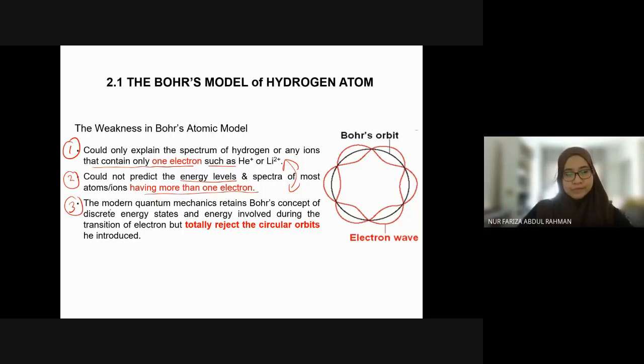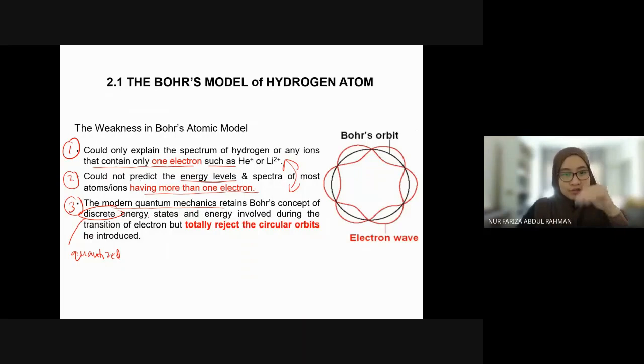Number 3, the modern quantum mechanics retains Bohr's concept of discrete energy states. So discrete means quantized, like I said just now, quantized. Okay, it has a specific amount of energy. So at the moment, okay, currently we are using the modern quantum mechanics theory to explain the atomic or the electron properties, okay, and other subatomic particles. So currently we are using that. So that is called modern quantum mechanics model.